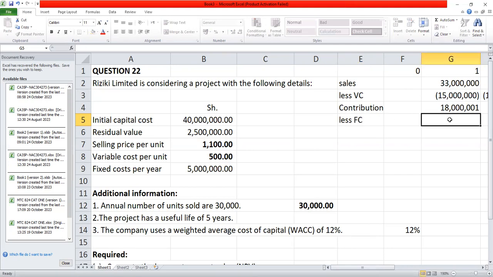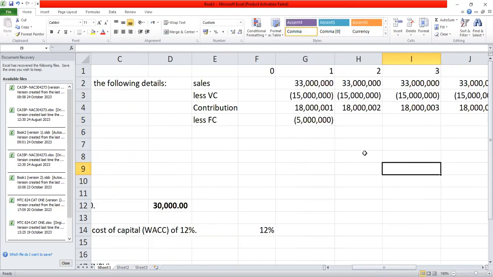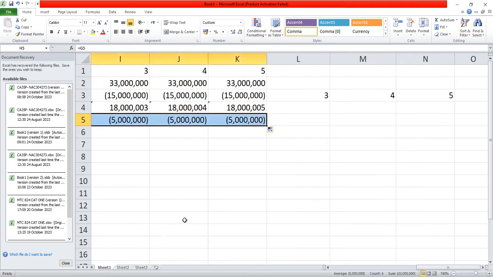You have the fixed cost, which was 5 million. So it's still minus, so it comes to negative. This one will still remain the same throughout the 5 years. This fixed cost will remain the same throughout the 5 years. Now you can have that fixed cost be constant throughout the 5 years.